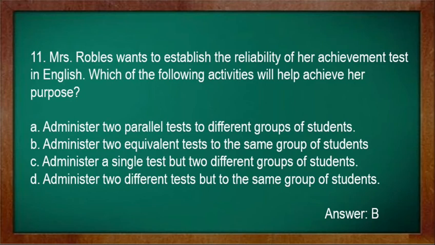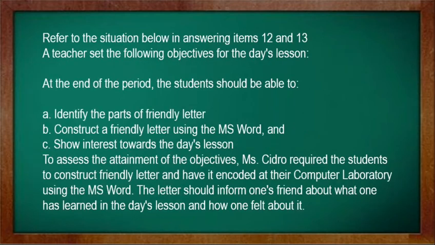Number 11. Mrs. Robles wants to establish the reliability of her achievement test in English. Which of the following activities will help achieve her purpose? A. Administer 2 parallel tests to different groups of students. B. Administer 2 equivalent tests to the same group of students. C. Administer a single test but 2 different groups of students. D. Administer 2 different tests but to the same group of students. Answer: B.